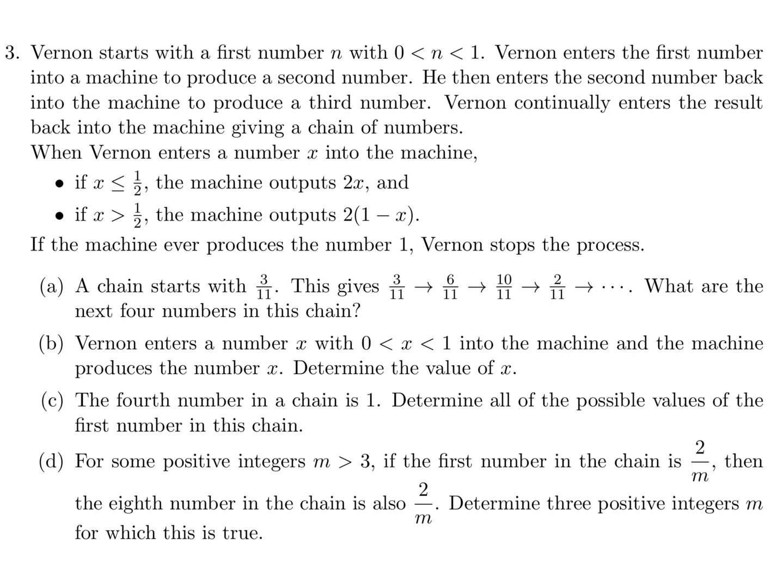Chain starts with 3/11 and gives 3 over 11, 6 over 11, 10 over 11, 2 over 11. What are the next four numbers in this chain?